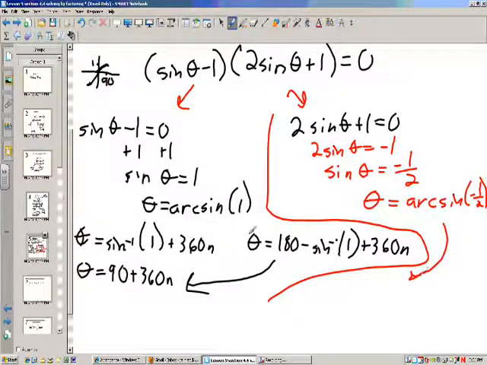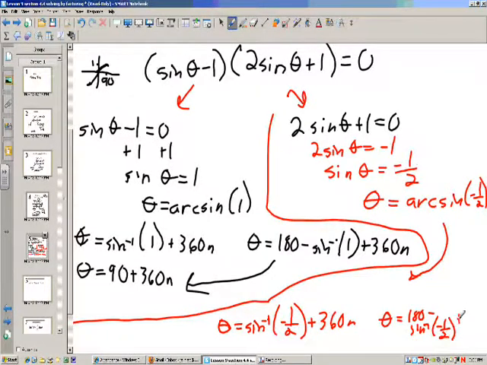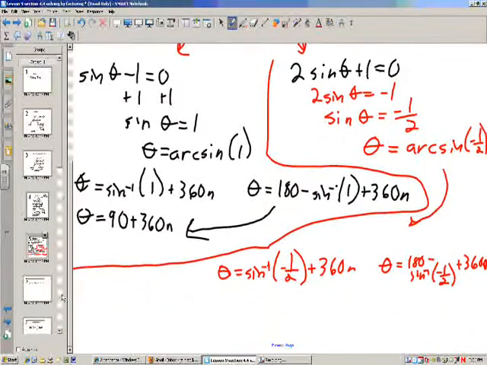And let's bring this down as far as we can. So I have theta is equal to the inverse sine of negative 1/2 plus 360n. And I have theta equals 180 minus the inverse sine of negative 1/2 plus 360n. I'm running out of room on the right-hand side there, so I had to kind of shorten it there.